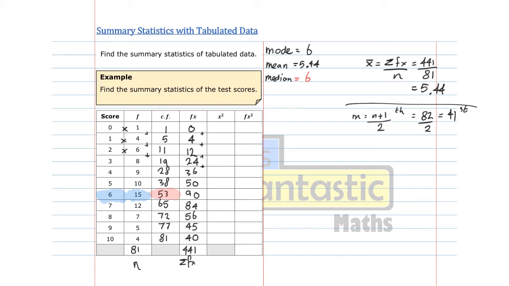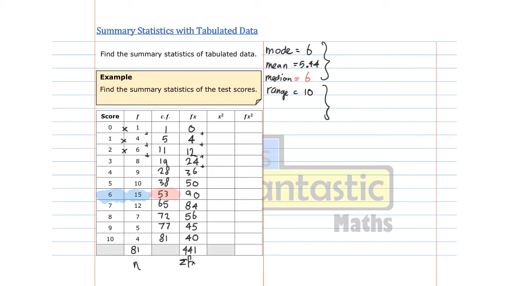All right, they are our measures of center. We also want to find our measures of spread. And our first one there was the range. Now the range is fairly simple to calculate. The range is the largest number minus the smallest number. And in this set of data, if we look at the scores, the largest one is 10 and the smallest one is 0. So 10 minus 0, which of course is just 10. So our range is 10.